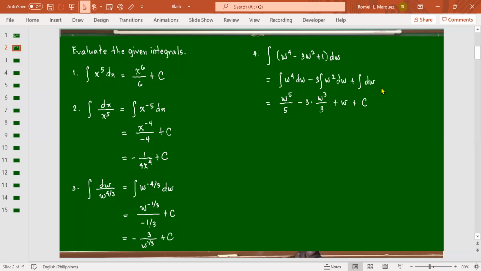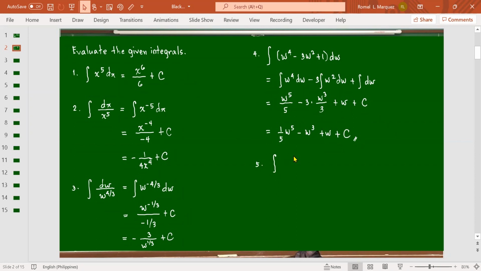Although we have 3 integrals involved, so you are supposed to have c sub 1 plus c sub 2 plus c sub 3 as additional to every integral, no? But since c sub 1, c sub 2, and c sub 3 are just constants, the sum of these arbitrary constants can be simplified to a simple arbitrary constant, let's say c. So just one is enough. Clear, children? So we have 1/5 w to the 5th, minus w cubed, plus w, plus c. Okay?